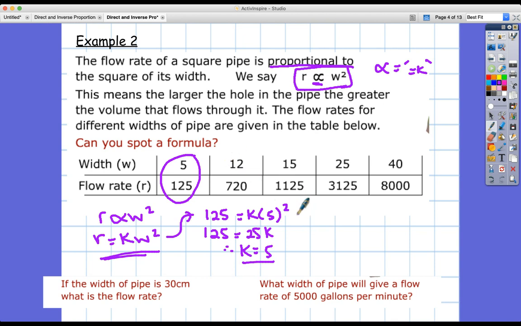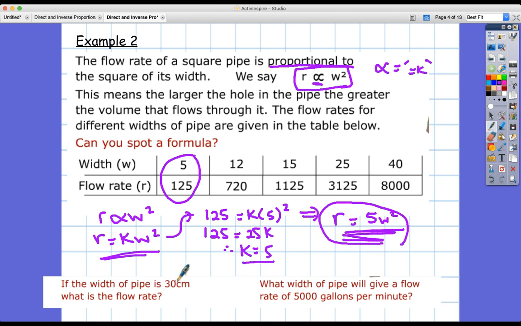And so the formula, let's put it back in now. If we put the K is 5 back into this, we've got a formula that links R and W, which is R equals 5W squared. Obviously, you can put these values back in. So you could try 15 squared, which is 225 times 5. Yes, that's 1,125, for instance. You can go double check and make sure that that's correct. It is.